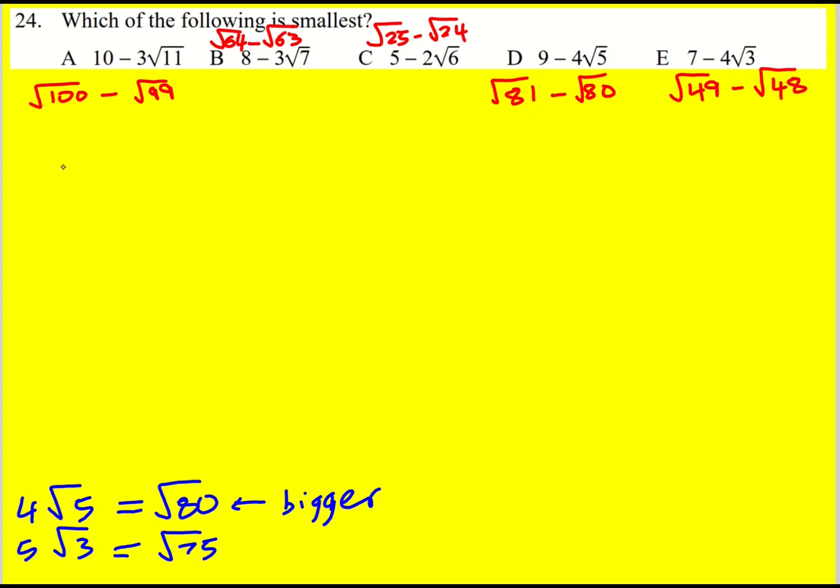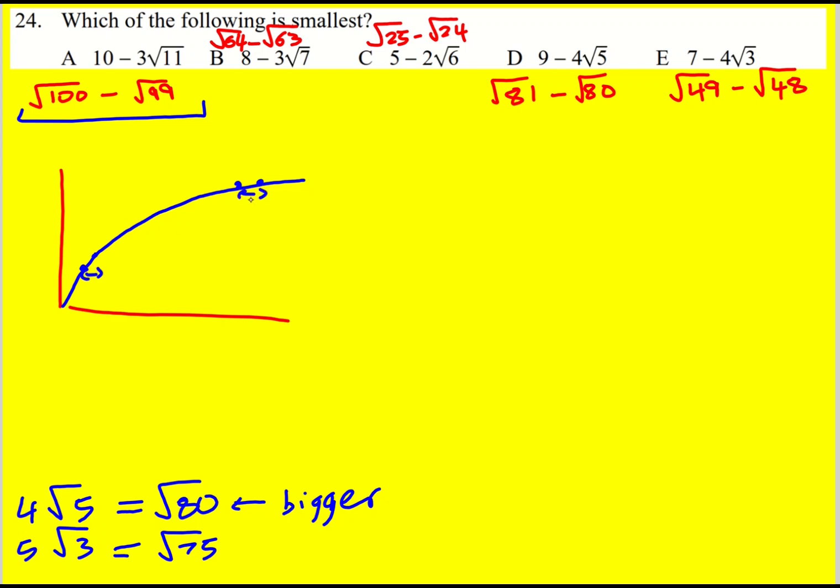Now, actually, we can do this question very quickly now because the square root function looks like this. The gradient gets smaller as x increases. So if we're comparing the difference between two bigger square roots that differ by 1, it is going to be smaller than comparing it's the same distance here of 1 for two smaller values of x. And so the answer is going to be A.